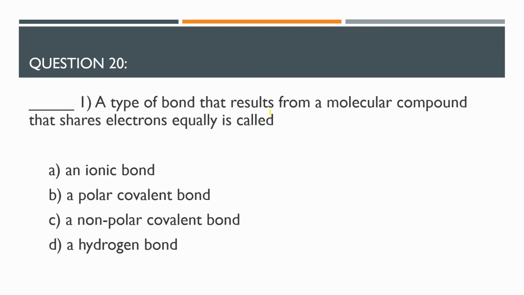All right, so a type of bond that results from a molecular compound that shares electrons equally, okay? So we have two important words here. We have sharing, and as soon as we see sharing, we know it's not ionic. We haven't really talked about these yet, okay? And then if they're shared equally, that is what leads to a nonpolar covalent bond. Polar is when they're shared unequally.